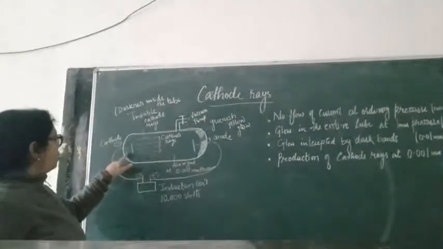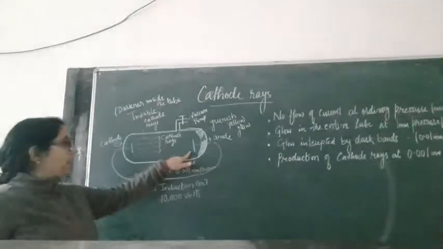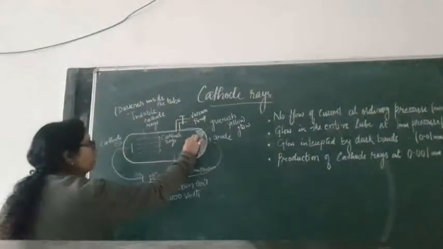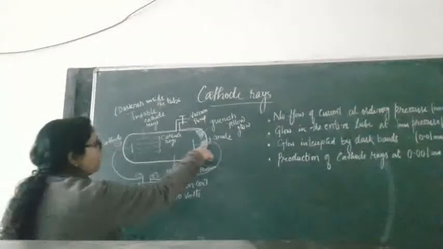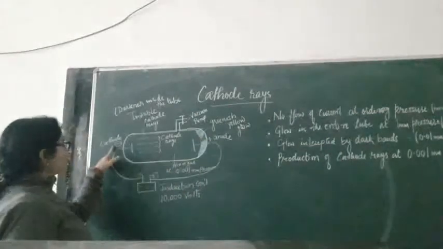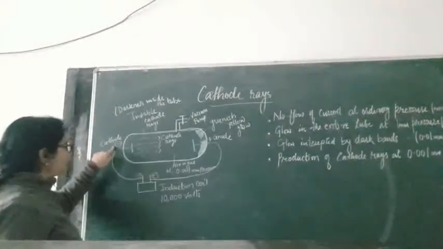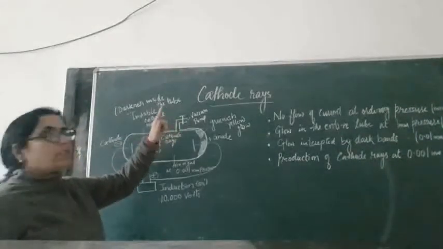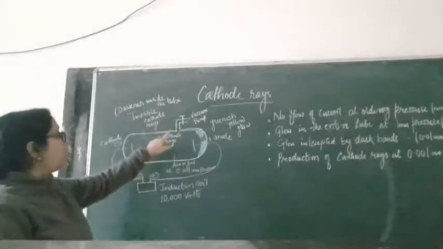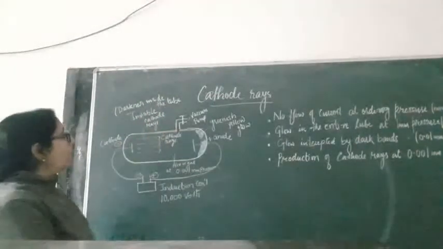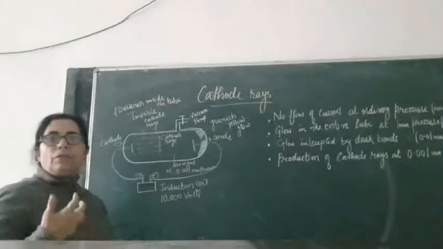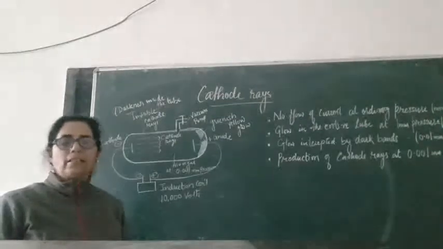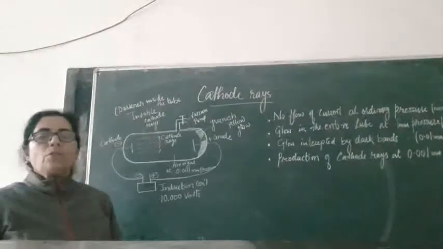Before sealing, two electrodes were placed. These are the two electrodes. One is the anode having a positive charge, and the other is the cathode having a negative charge. There is one opening in it, to which a vacuum pump is attached. With the help of this pump, the air or the gas present inside the discharge tube is removed to lower the pressure.